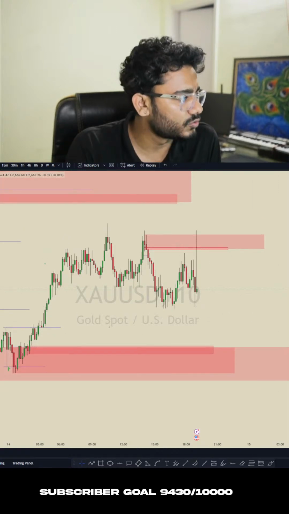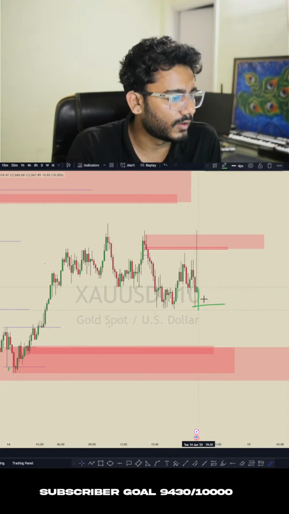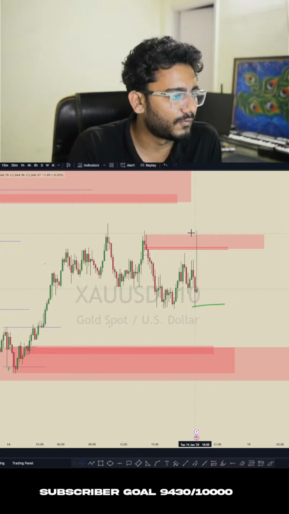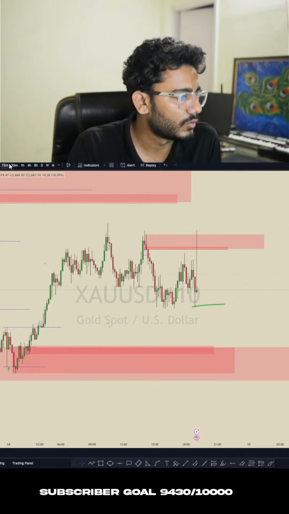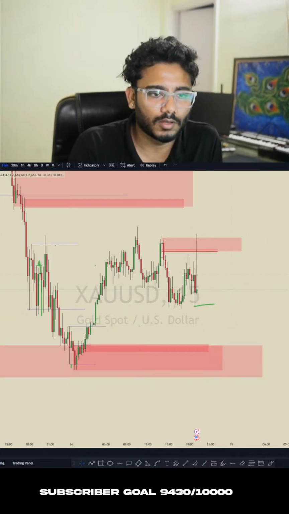So I'm waiting for price to break this low, so we can look for continuation to the downside. And if this high is broken, then we will continue to the upside. So that's what I want to see here.